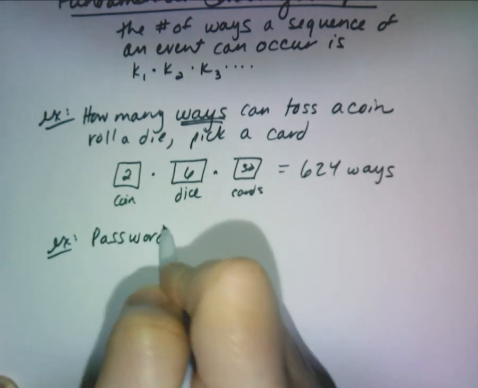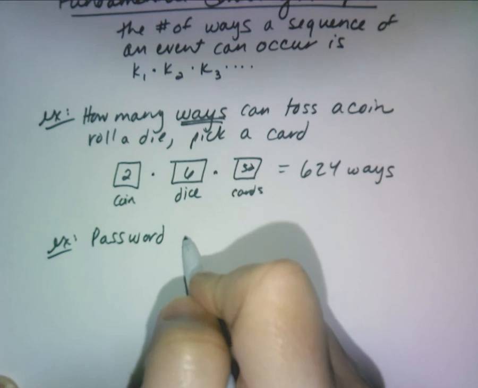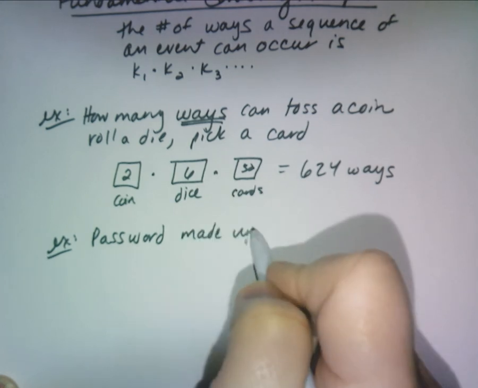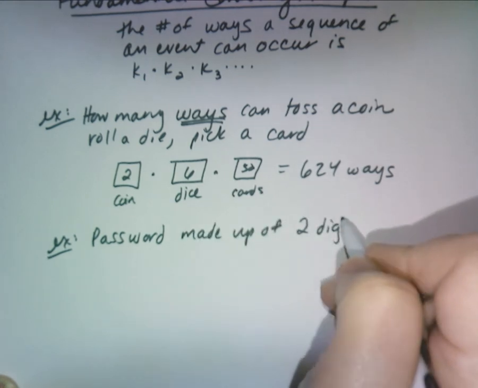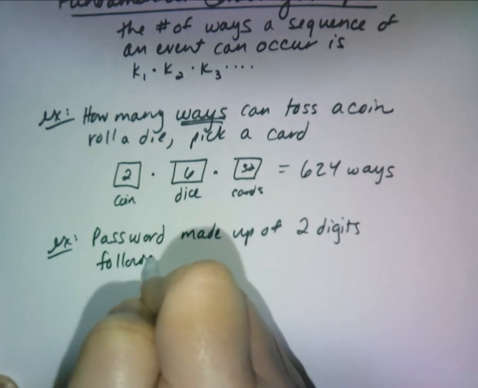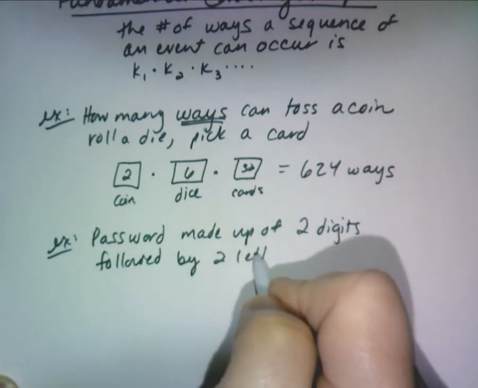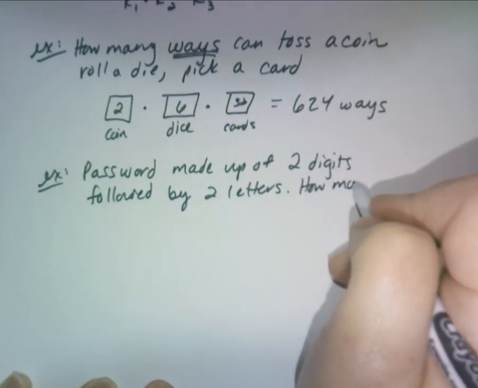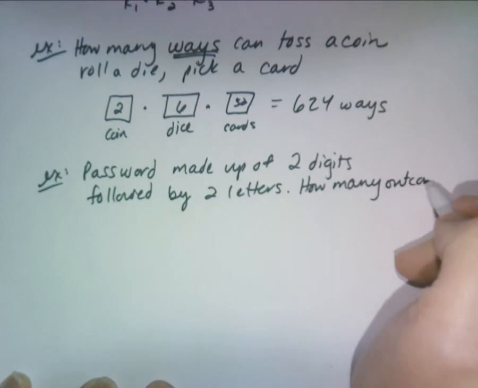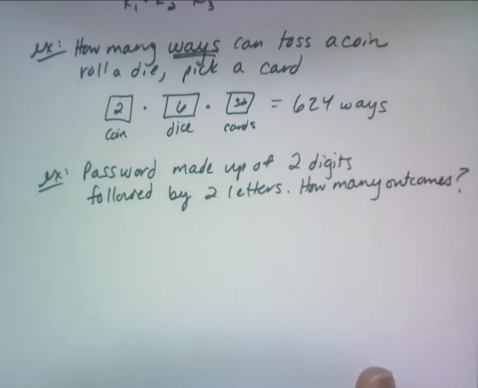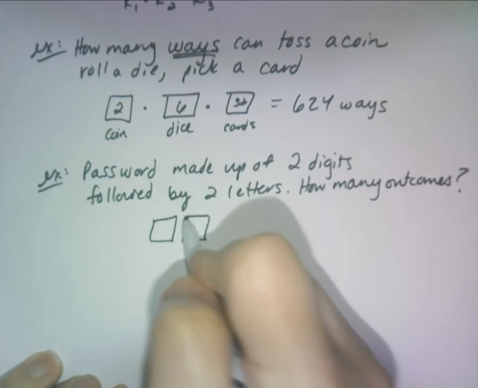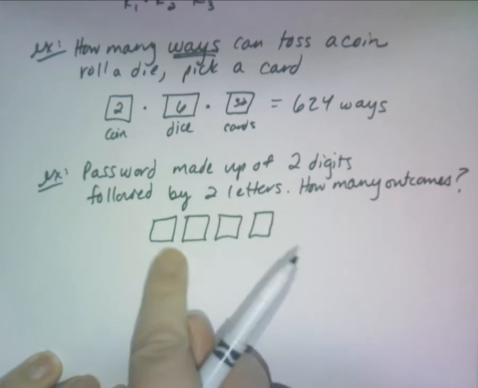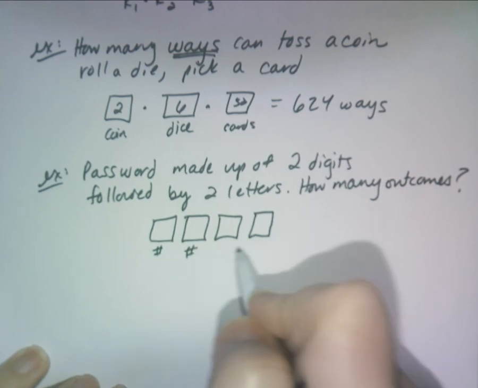A password is made up of 2 digits followed by 2 letters. So I want to know how many outcomes that is. Password is made up of 2 digits followed by 2 letters. So what I usually do is, again, I give myself these boxes. So I know that there's going to be 2 digits here, so a number, and then 2 letters here and here.